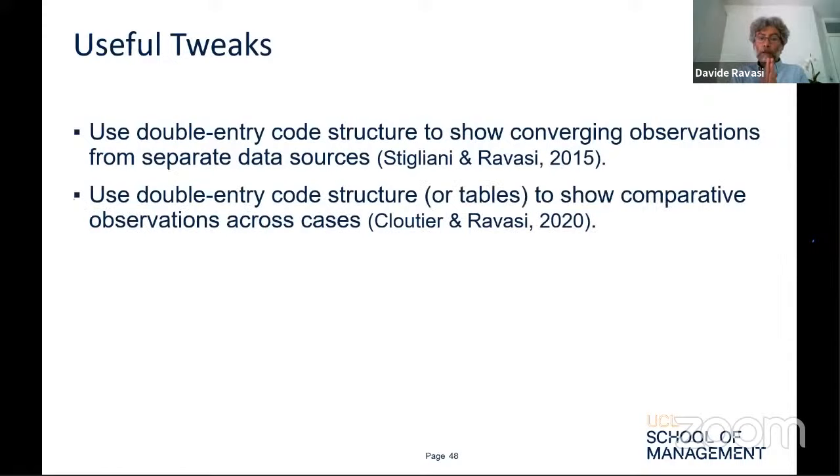Double entry code structure or tables to show comparative observations across cases. You want to show how the differences that you observe actually refer to the same set of analytical categories that were developed inductively, abductively, whatever, bottom up from the qualitative data you have. You're showing how you build this framework, the analytical categories that you use to compare cases, from your data, and then you're showing how they manifested differently in different cases.